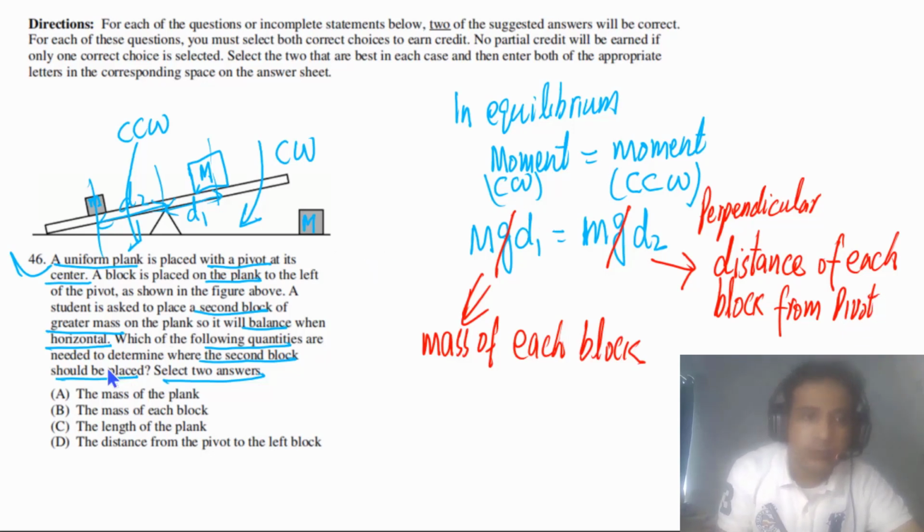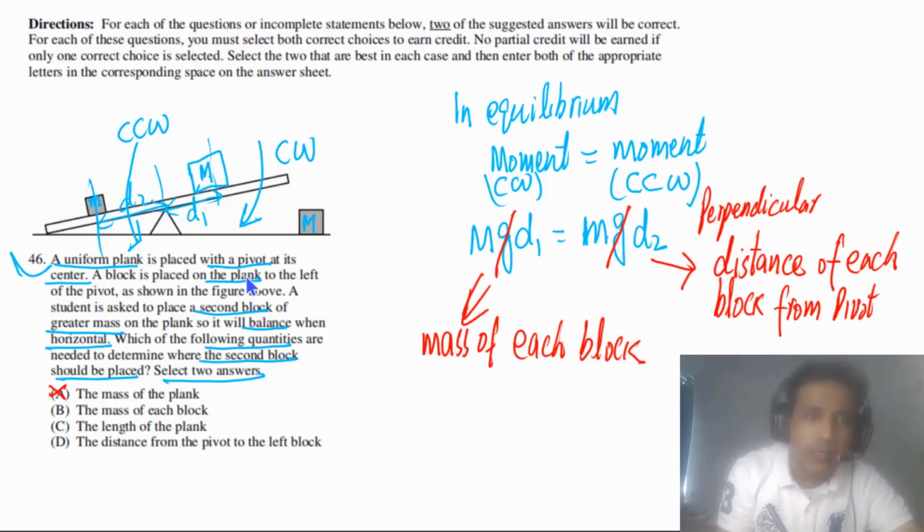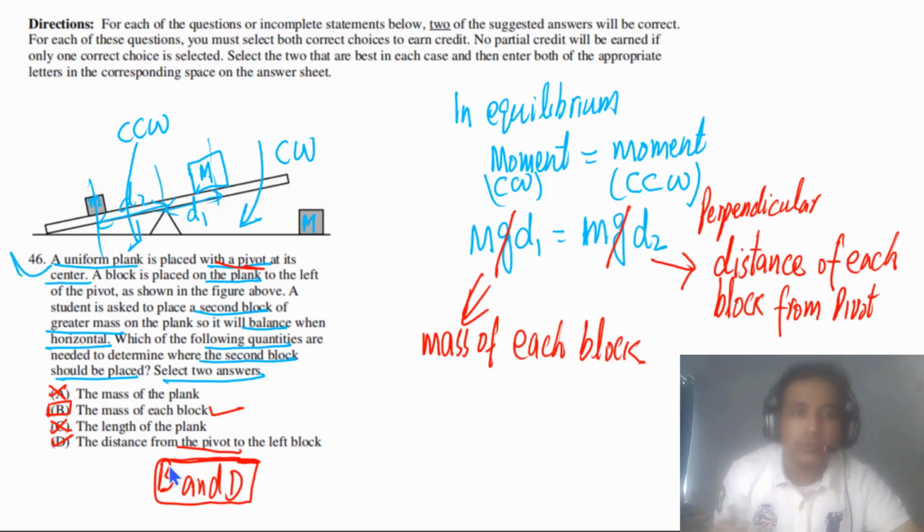Now if you look at the given options, it is given to us, mass of the plank. Mass of the plank doesn't matter. It is lighter, it is heavier, it doesn't matter, because this is a uniform plank and its center is placed at the pivot, so its mass doesn't matter. Mass of each block we have to consider. Yes, this option is correct. The length of the plank doesn't matter, so this option is incorrect. The distance from the pivot to the left block, yes, we have to consider, so this one is correct. So the answer is B and D. Two options we have to choose from the given options, so the answer is B and D.